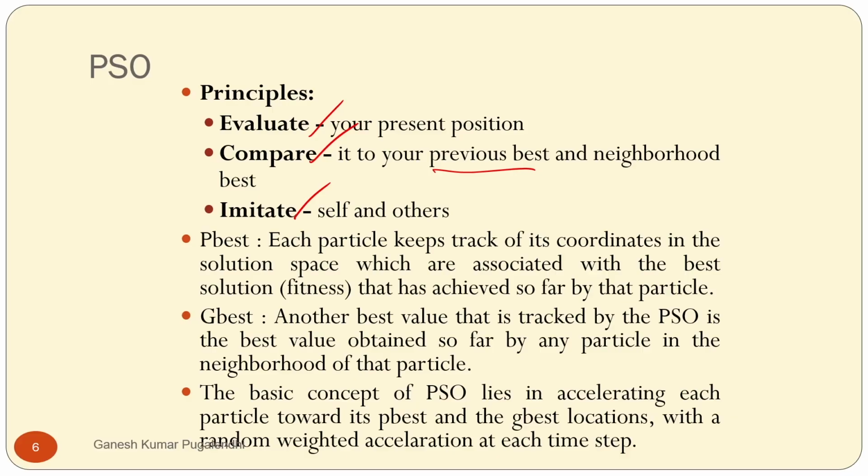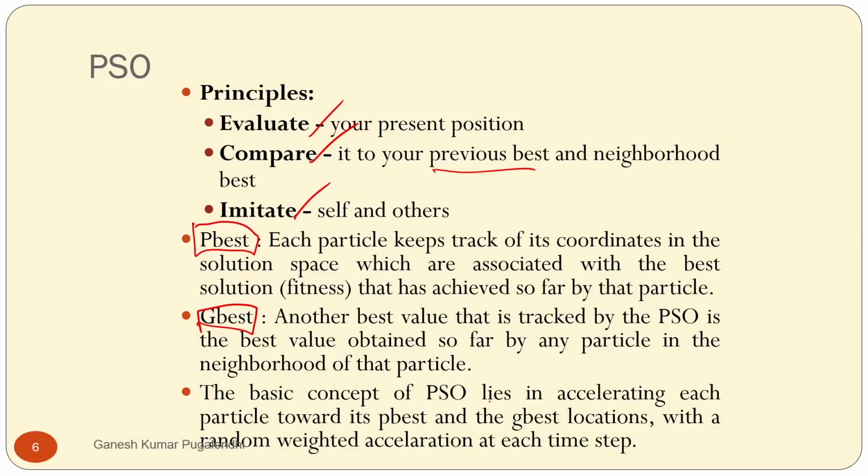And here you should remember two terminologies. One is P best, another one is G best. What is P best? I am searching for the optimal one, and whichever position I feel is my best position, that is treated as P best, and whichever position is treated as the overall best position while searching for the optimal solution, it is treated as the G best. These two are most important: P best, the individual's best, and G best, the overall best. In short, the basic concept of PSO lies in accelerating each particle towards its P best as well as the global best.